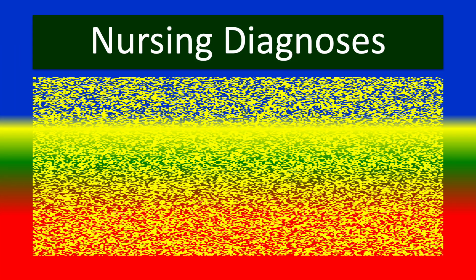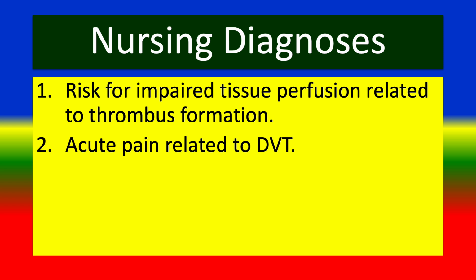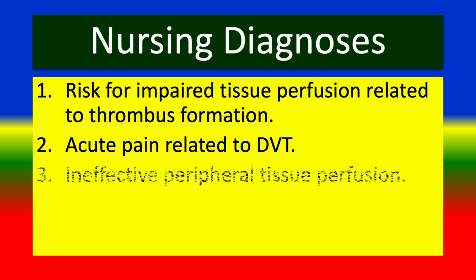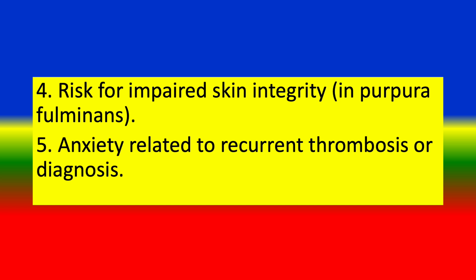Nursing diagnosis. 1. Risk for impaired tissue perfusion related to thrombus formation. 2. Acute pain related to DVT. 3. Ineffective peripheral tissue perfusion. 4. Risk for impaired skin integrity. 5. Anxiety related to recurrent thrombosis or diagnosis.